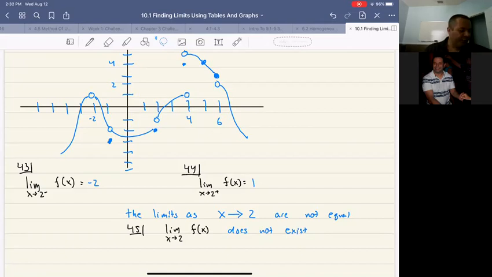Okay, and 46, f of 2 equals, well, here that does exist. It's given by that solid point there. So here we'll say f of 2 also equals -2. Okay? All right. Any questions? None. Good. That's awesome.